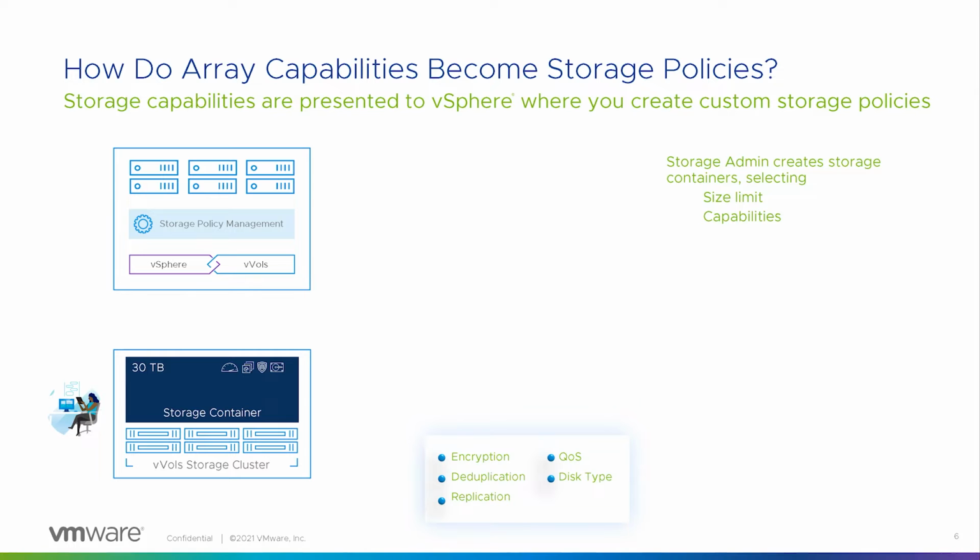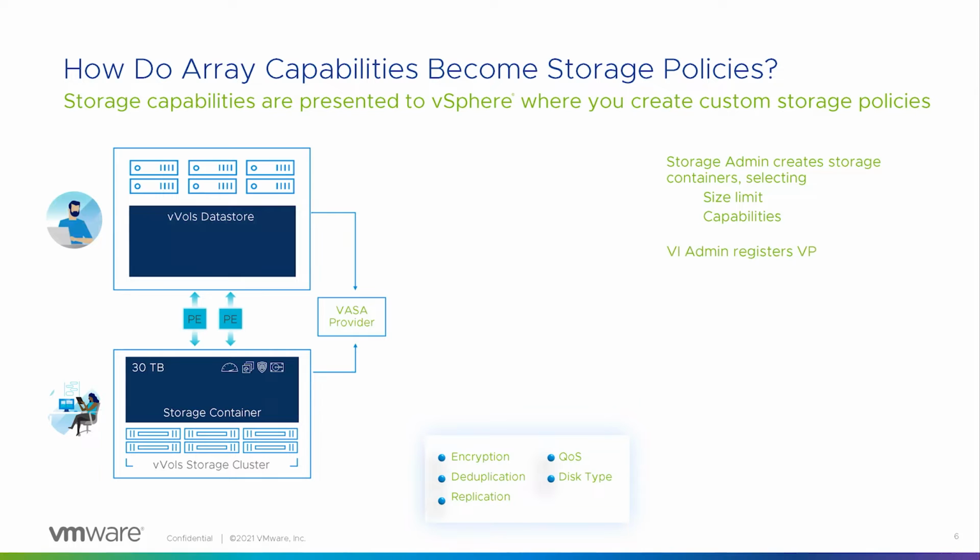Once that's presented, next, the VI admin registers the VASA provider, and there are usually tools from the vendor to do this. That VASA provider gets registered, and then these things called protocol endpoints are created, which are the actual IO path. The VASA provider is then linked between the array and the vSphere environment. That's the bidirectional communication between the two environments.